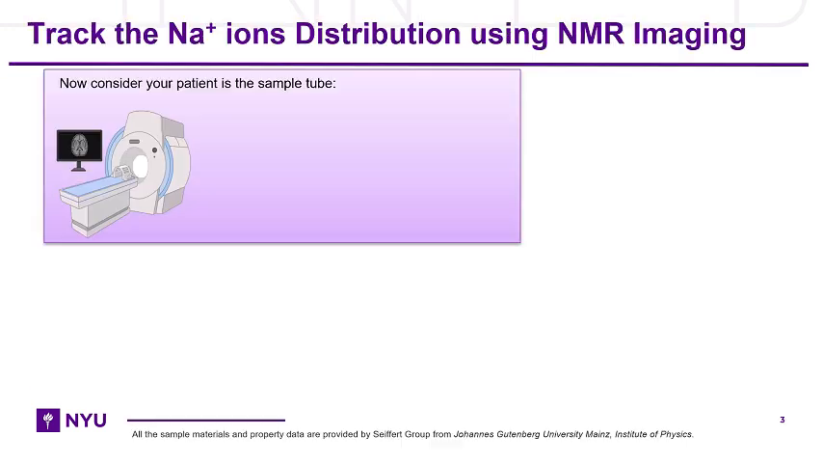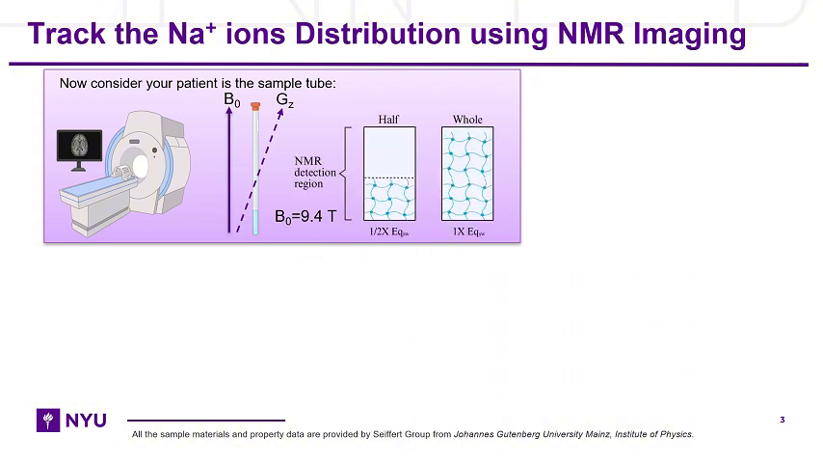You may have heard of MRI, which can generate detailed images of the patient's body. Now you can consider the patient is the sample tube. We can use NMR imaging to visualize the spatial distribution of sodium ions inside hydrogels. The difference from standard NMR measurement is that NMR imaging applies additional gradient pulses during the detection. We prepare the samples with different amounts of hydrogels to ensure hydrogels and supernatant show in the detection region simultaneously.